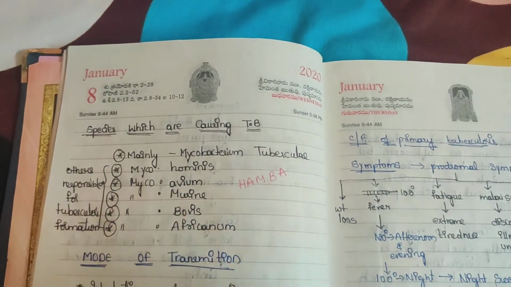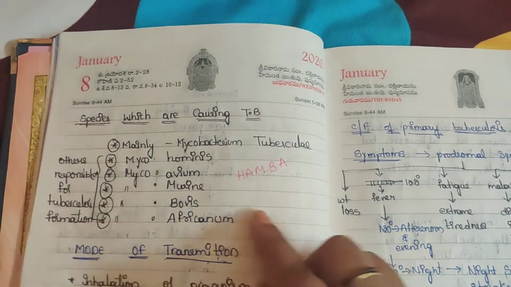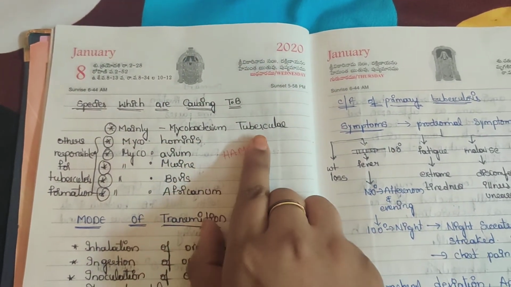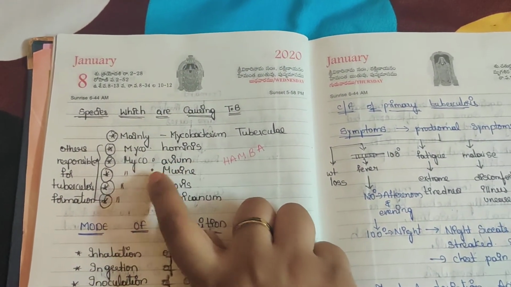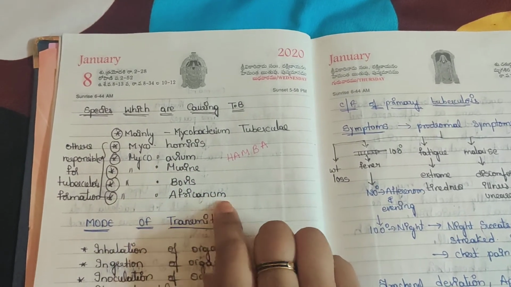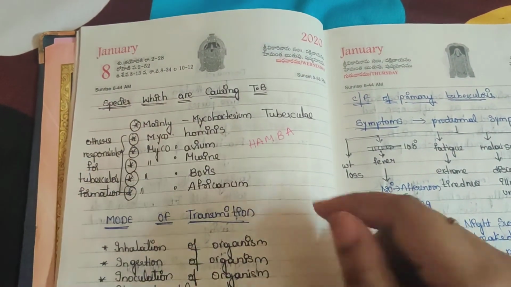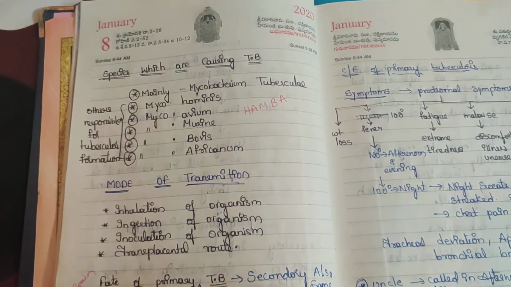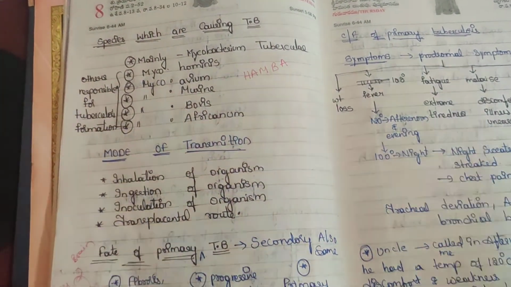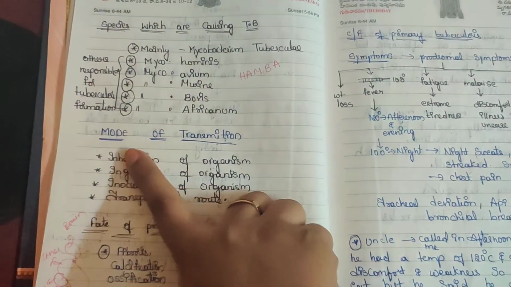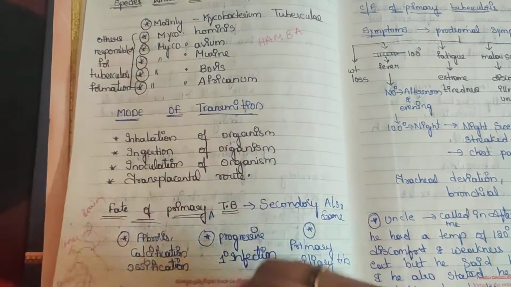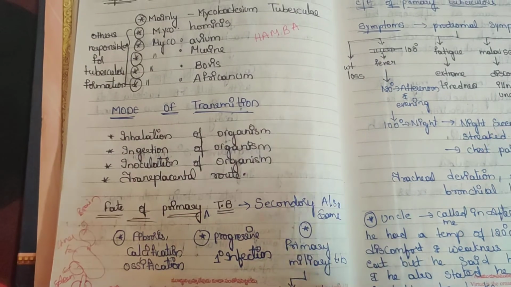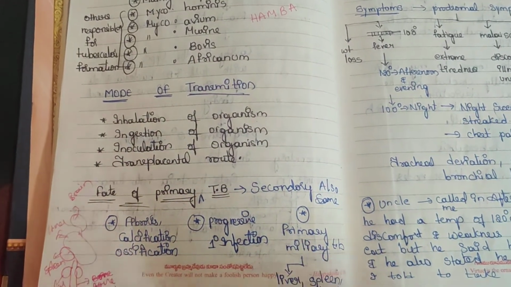The species which cause tuberculosis are Mycobacterium tuberculosis, Mycobacterium hominis, Avium murine, Bovis, africanum. So here I have made a mnemonic like HAM BAR, so you can remember this while writing in the exam. Mode of transmission will be inhalation, ingestion, inoculation and transplacental route.